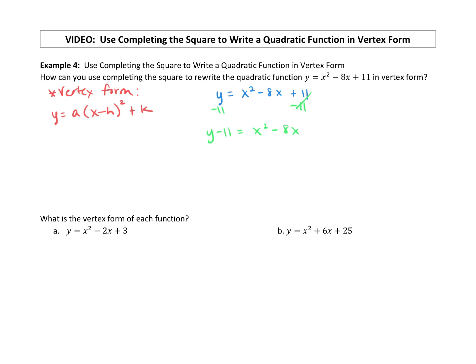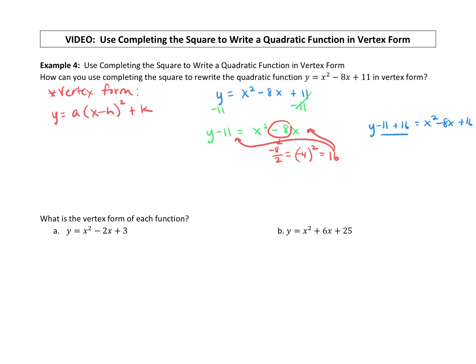But now we can complete the square over here. We're going to take our b value. We divide it by 2. Then we square that. Negative 4 squared is positive 16. And we add a 16 into both sides of our equation. So what that looks like is we have our y minus 11. We're adding a 16 over here, equals x squared minus 8x plus 16.